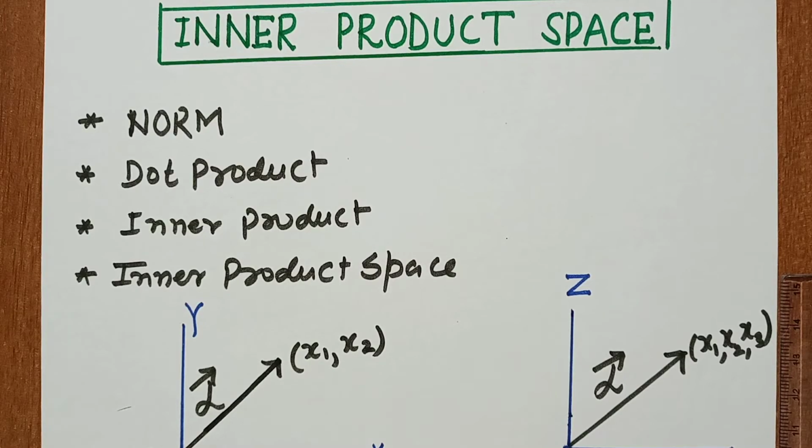Now we will talk about inner product space. As we know, in an earlier lecture we studied vector space, a vector space over a field F. We have a set of vectors V and a set of scalars F. V is said to be a vector space over F if it satisfies 10 conditions.